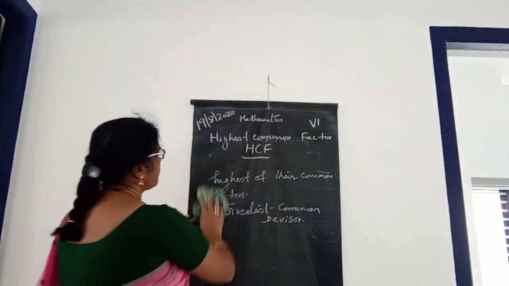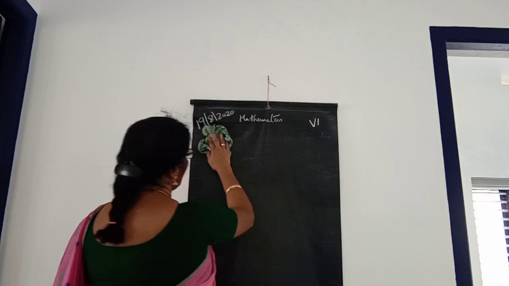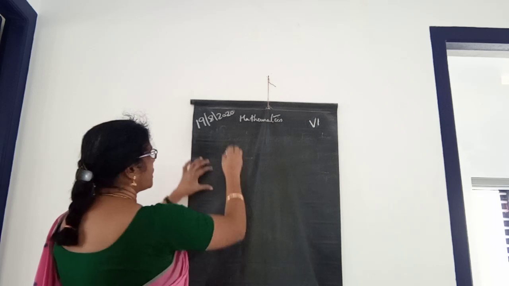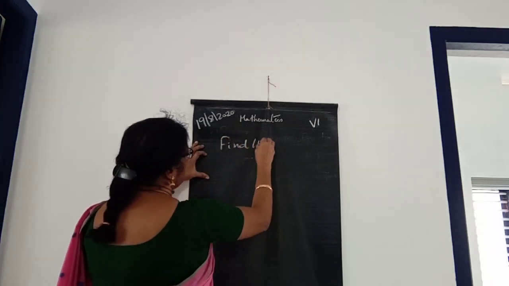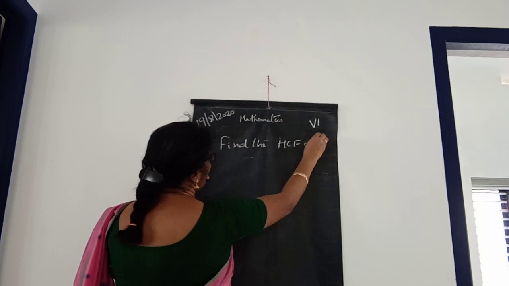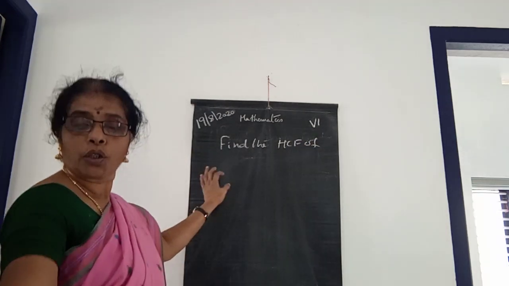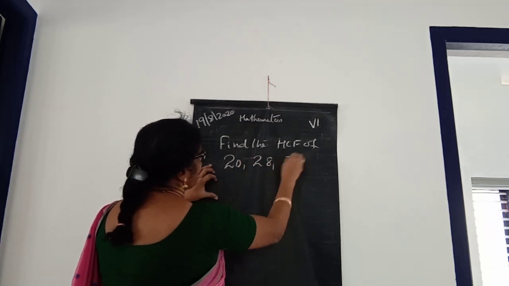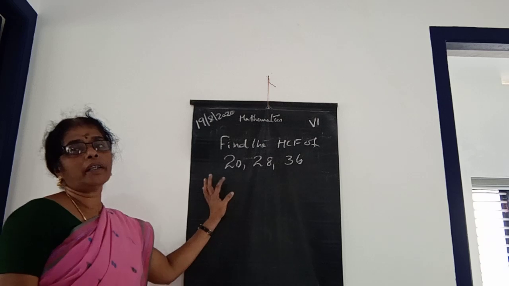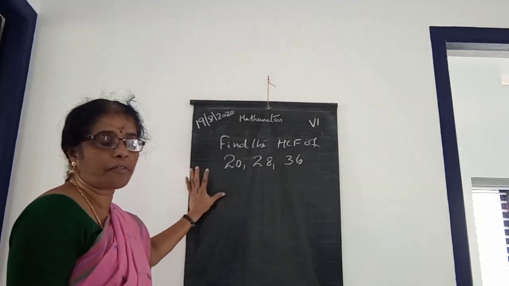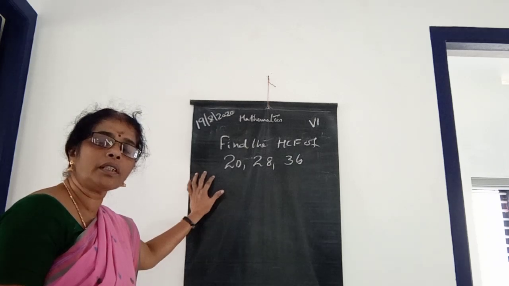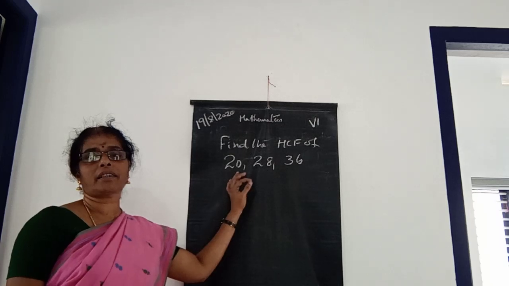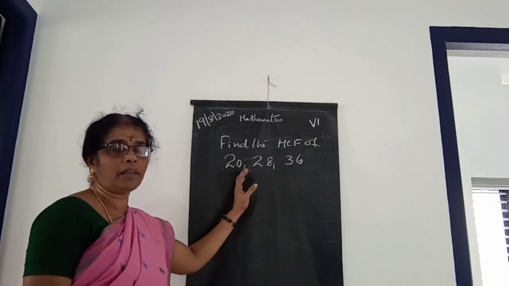Look here. Find the HCF, or highest common factor, of 20, 28, 36. Then we want to find out the factors. What are the factors of 20, 28, 36, and which one is the highest common factor? So we have to find out the factors in different ways. Okay, we can do it separately.